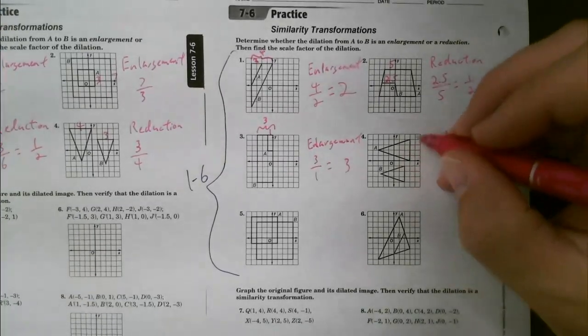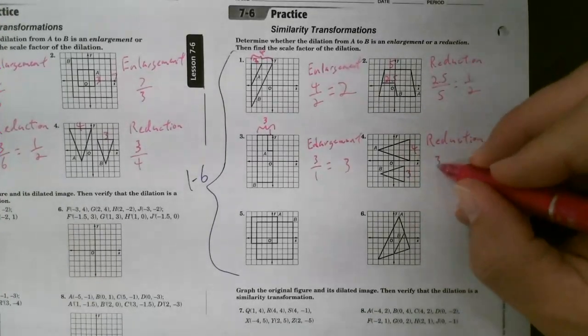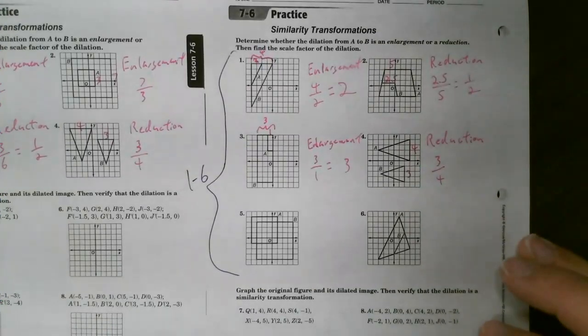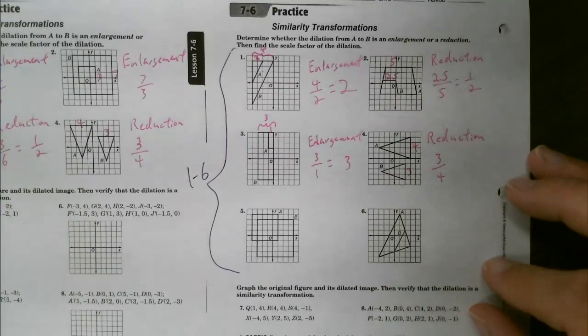If I look at the vertical lengths here, this one has 4, this one has 3. So this is 3 over 4, which again can't be simplified. So it's just going to stay 3/4.